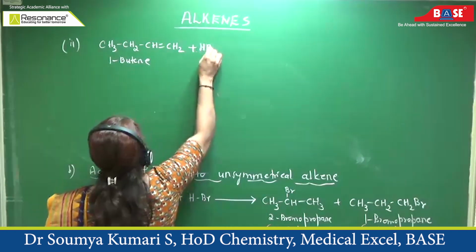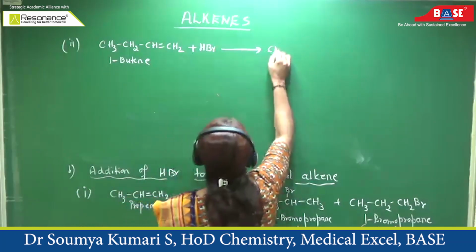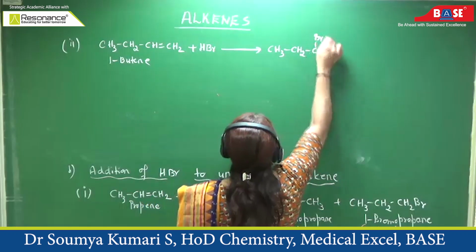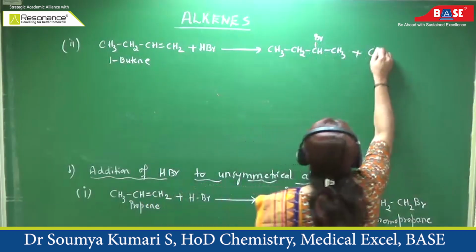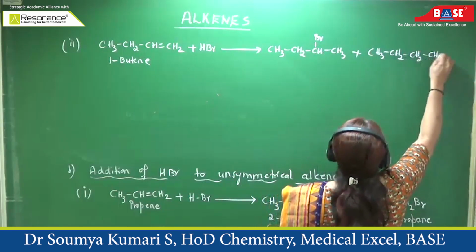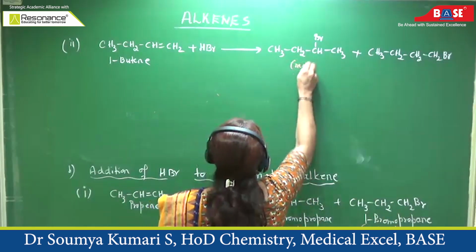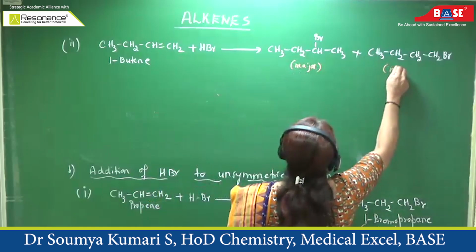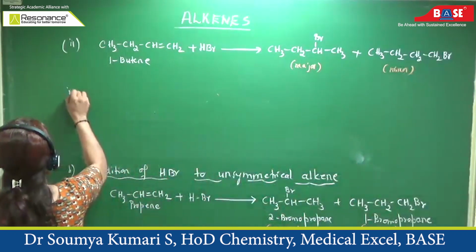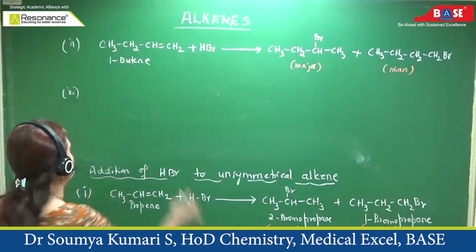When it reacts with HBr, again we get two products. One of the products is 2-bromobutane, and another product is 1-bromobutane. Now this product appeared as major and this is again minor. Let me take one more example here. Then let us conclude what is special with this kind of alkenes.